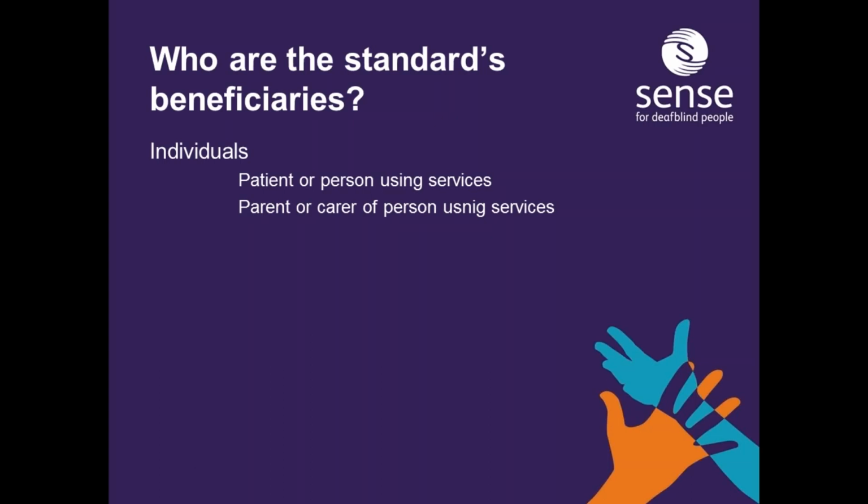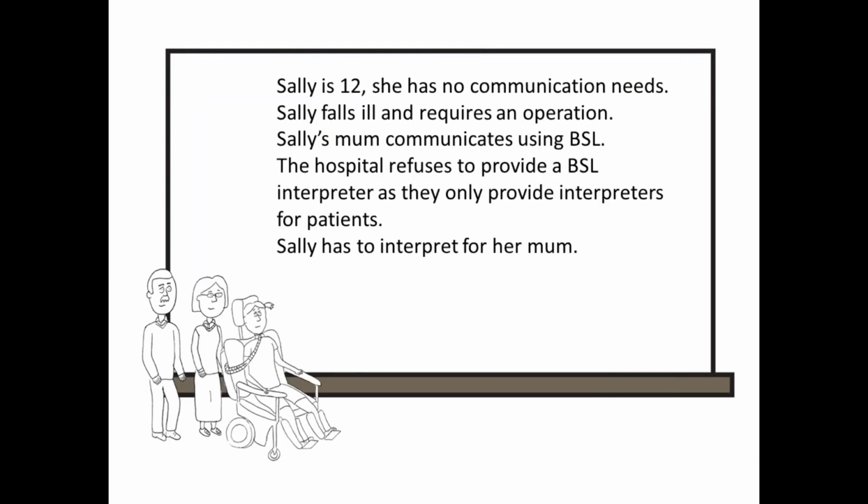But what's meant by individual? Well, individual is defined in the standard as a patient or service user or the parent or carer of a patient or service user who has information or communication support needs. And those needs must relate to a disability, impairment or sensory loss. I just want to reiterate here that the standard's beneficiaries are not just patients and people who use services. Parents and carers are within the scope of the standard. And there is some concern that this group will be overlooked.